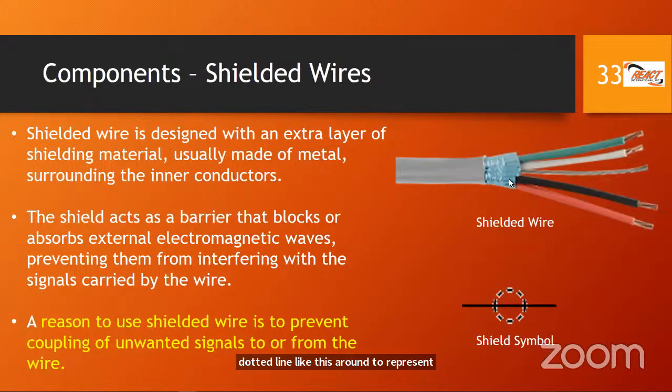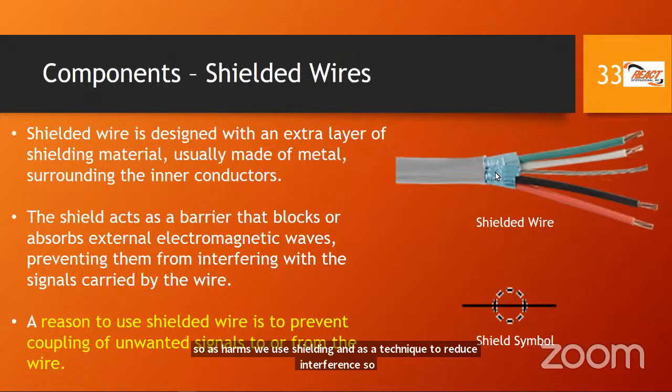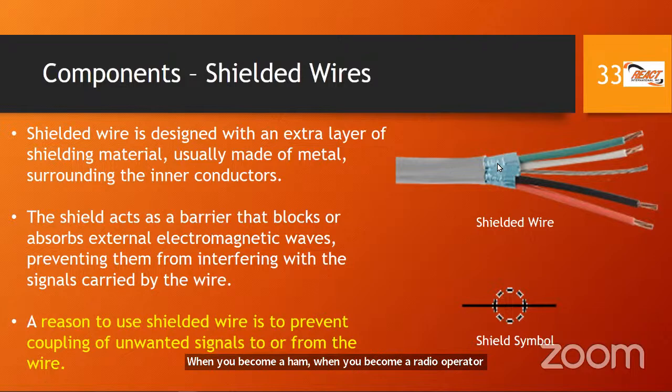Again, if you look here, this is your aluminum foil that runs throughout the length of this cable, and it shields the wire from interference coming in, electromagnetic waves that may come in. This aluminum foil will reject it or block it out or stop it from coming in, and it will not be absorbed into the wire. So as hams, we use shielding as a technique to reduce interference. All of these things that we are learning have very practical usage. When you become a ham, a radio operator, and you're troubleshooting issues, trying to get rid of interference, you will find that shielding is a technique that you may want to use.